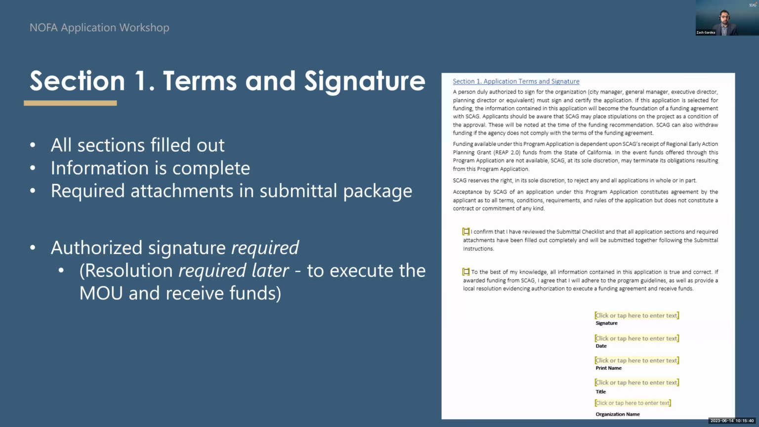All right, so section 1 is terms and signature. To sign and certify the application, a person must be duly authorized to sign for the organization. This can be a city manager, general manager, executive director, or planning director. By signing, this confirms that all information provided is true and correct, and that you as the applicant will adhere to the PATH program guidelines, and that the applicant will provide a local resolution by the entity's governing body authorizing execution of a funding agreement.